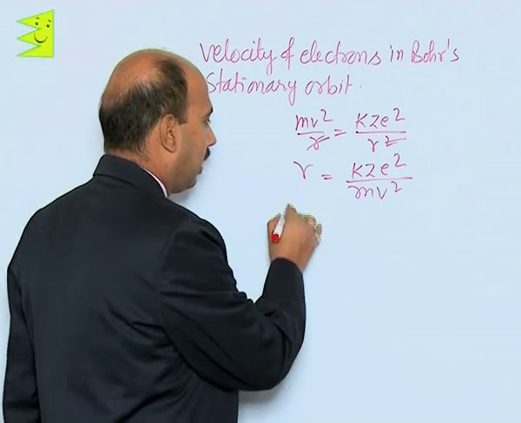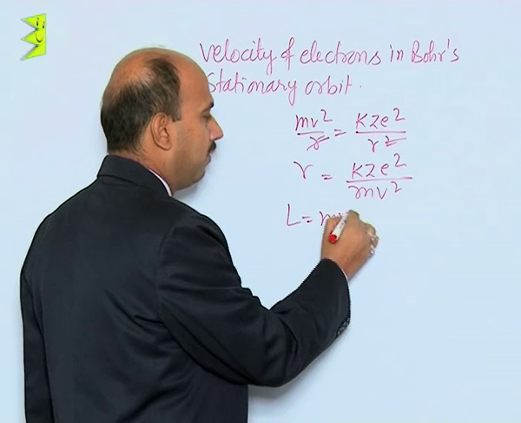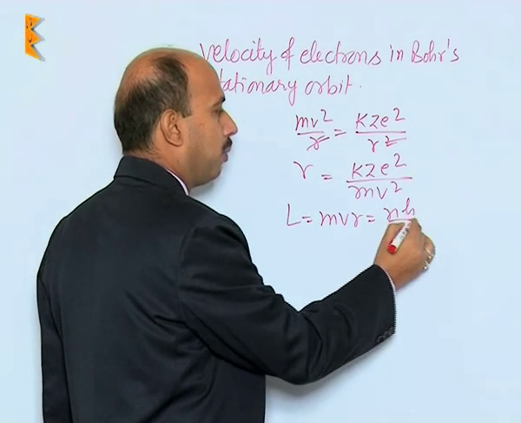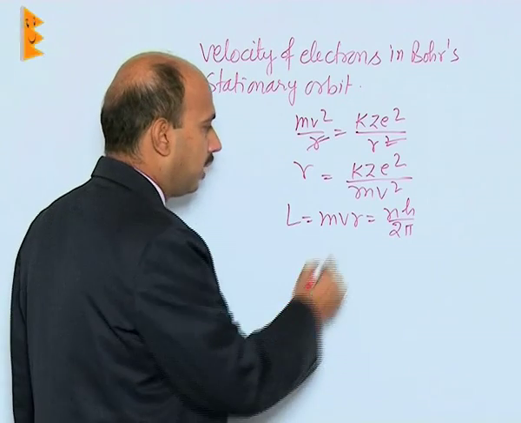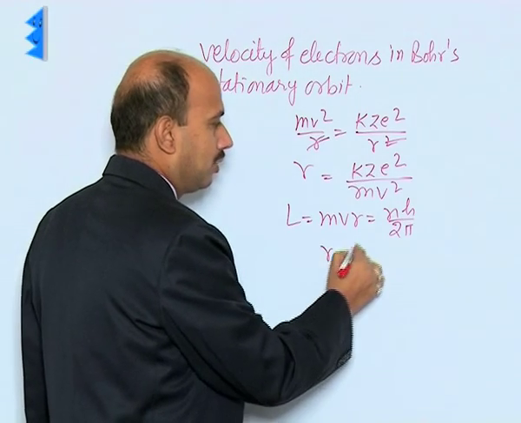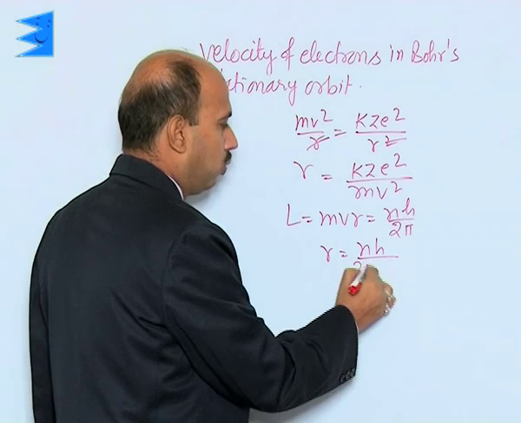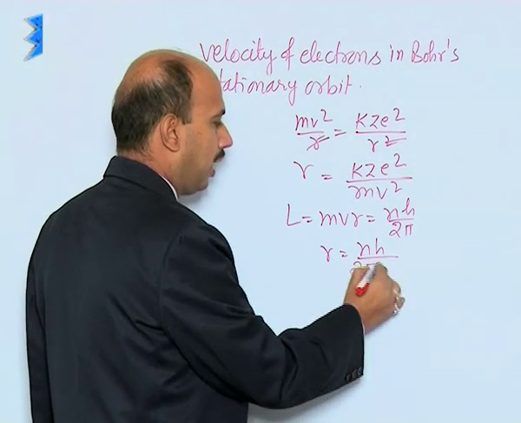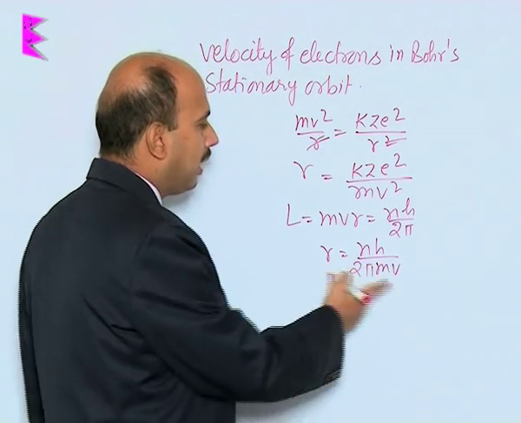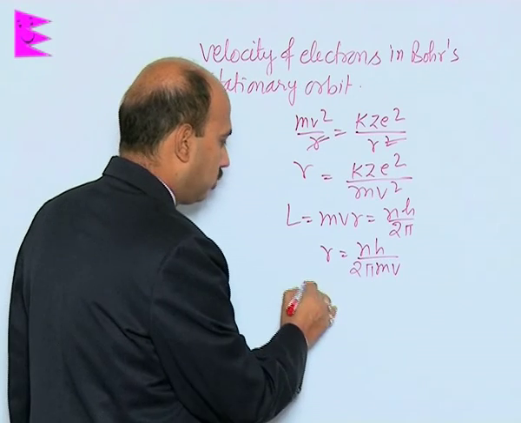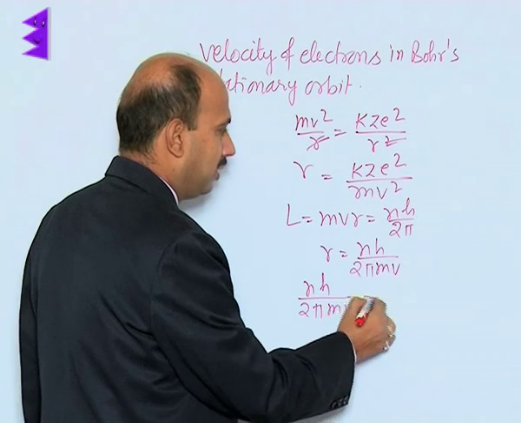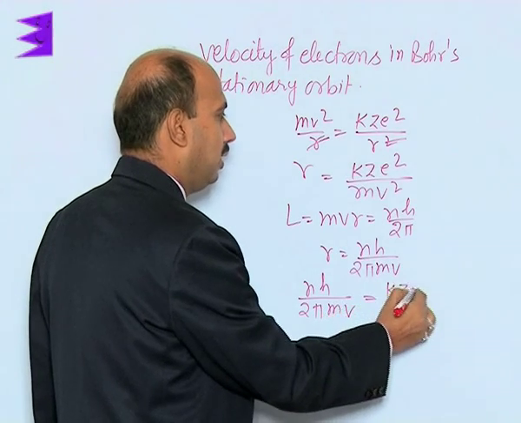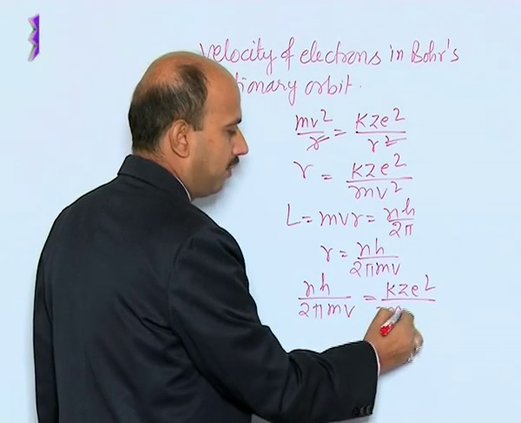So we know mvr is equal to nh upon 2 pi. This is according to Bohr's theory, Bohr's concept. So we will be getting r is equal to nh upon 2 pi m into v. So we can replace the value of r over here. So that is nh upon 2 pi m into v is equal to kze square upon mv square.